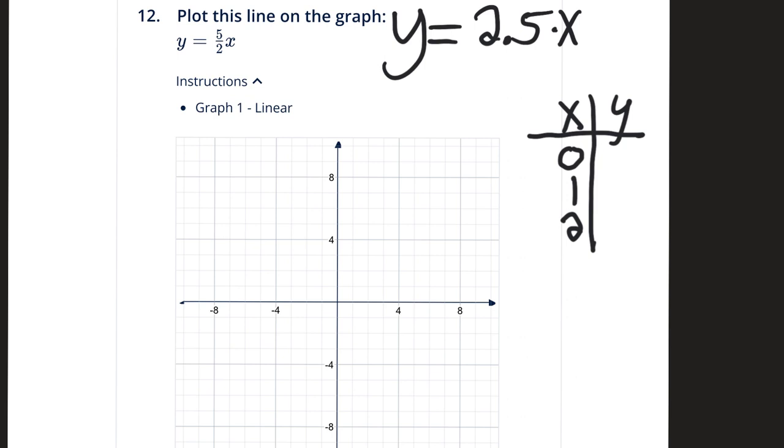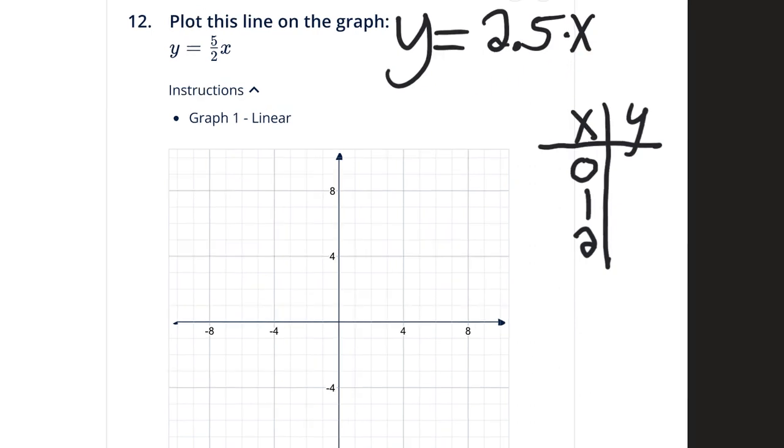Question 12. Plot the line of this graph. And it says y equals 5/2 multiplied to x. Well, one strategy is to convert 5 over 2 to divide them and get 2.5. So you could use the equation y equals 2.5x. The hint was to think of 2 values, a value for x and a value for y, that would make this statement true.